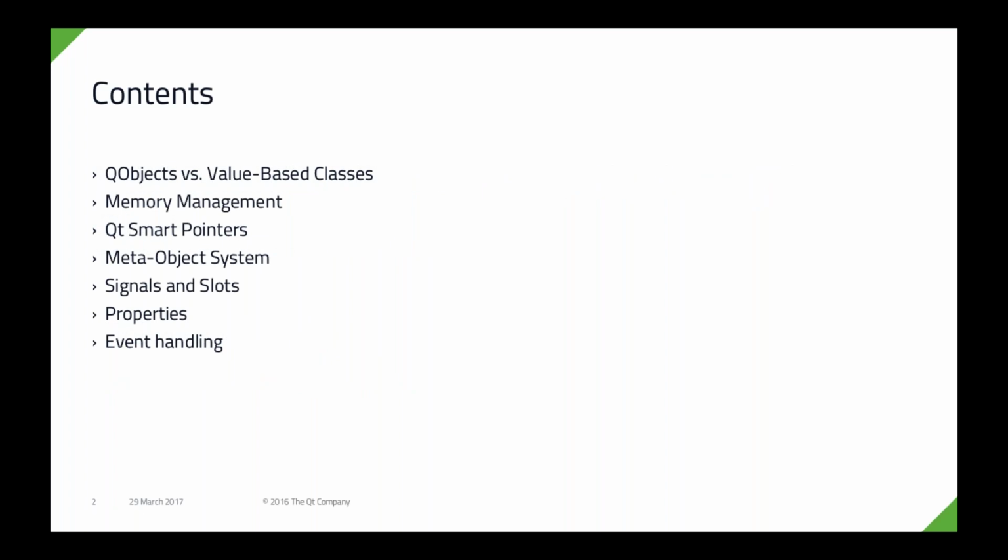We're going to take a look at the QObject and the value-based classes, which are also available in Qt. We'll have a look at how Qt can be used for memory management, and at the Qt smart pointers. And we'll take a look at the meta-object system before moving on to signals and slots, which are perhaps the most widely used feature of the QObject, the Qt property system, and event handling.